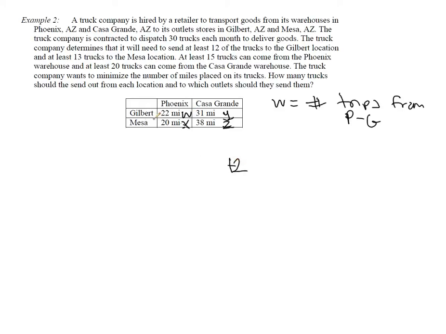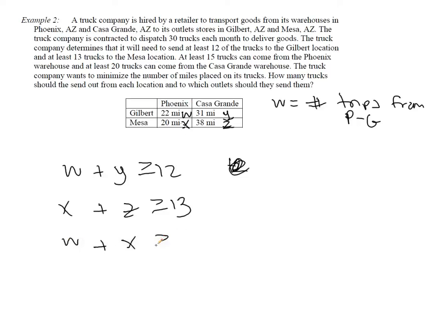So to go to the Gilbert location, you can either come from Phoenix or come from Casa Grande. So we'll have W plus Y has to be greater than or equal to 12. Similarly, 13 trucks to the Mesa location, so that means X plus Z must be at least 13. At least 15 trucks come from Phoenix, so that means W plus X is greater than or equal to 15, and at least 20 trucks can come from the Casa Grande warehouse. So at least 20 trucks means that Y plus Z must be greater than or equal to 20.